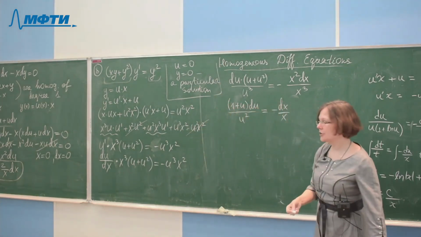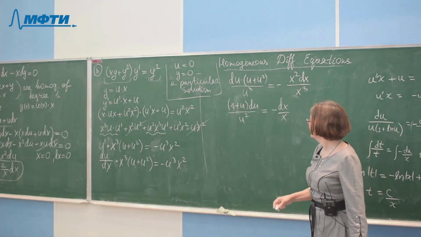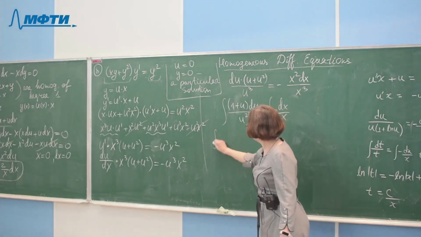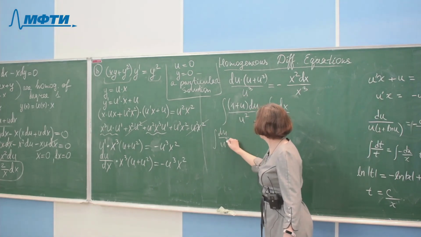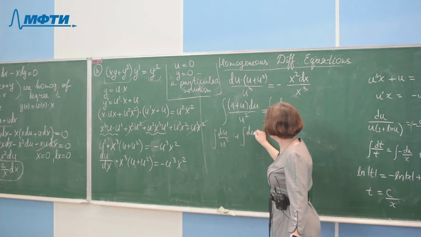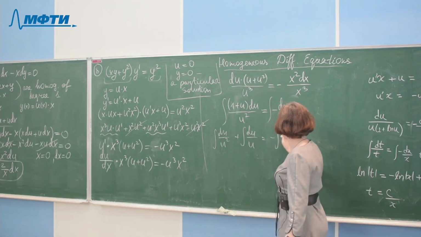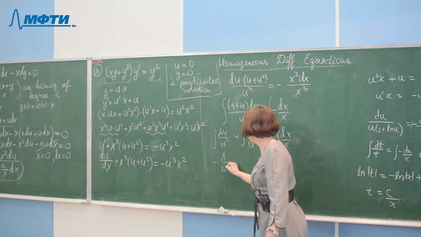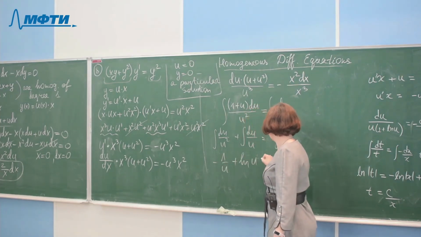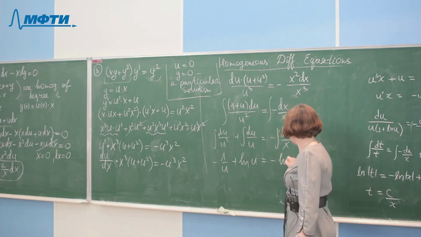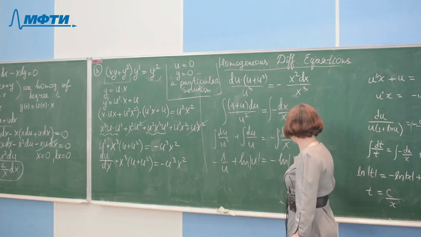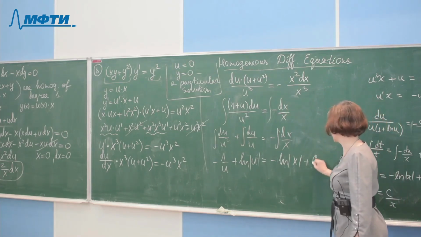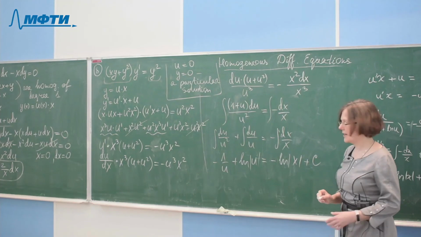And then let's continue solving this. If we integrate both parts, the first integral will be du over u squared, plus du over u equals minus dx over x. So this is minus 1 over u plus ln u equals minus ln of the absolute value of x plus a constant.